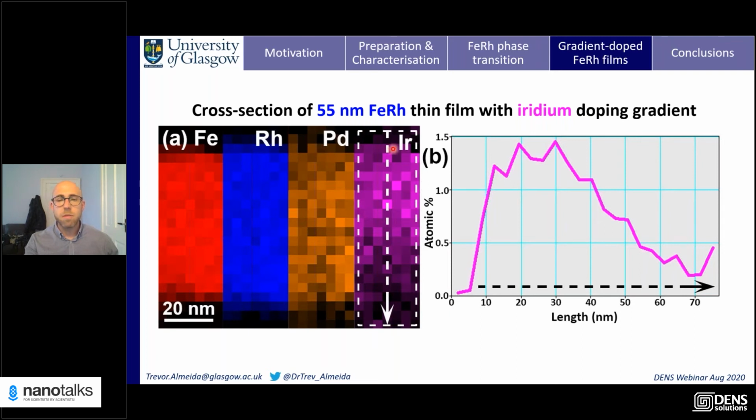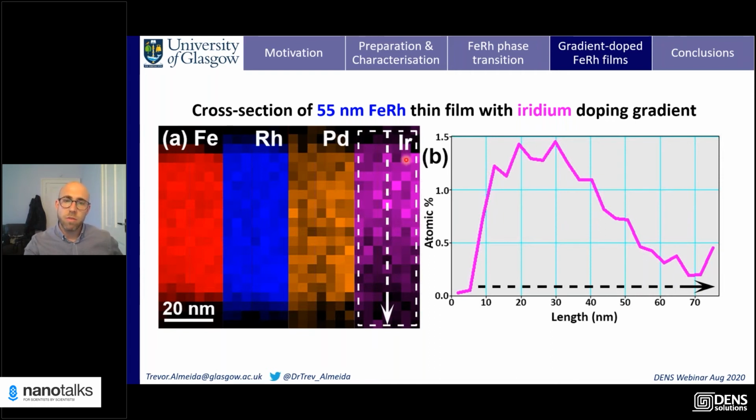But if you add iridium, you can actually bring the transition temperature up as well. So you can add these different dopants to try and change the transition temperature. And in this case, we wanted to see essentially if we can have, within the cross section, control of the position of the transition, the position of the phase boundary between the phases, using a doping gradient.